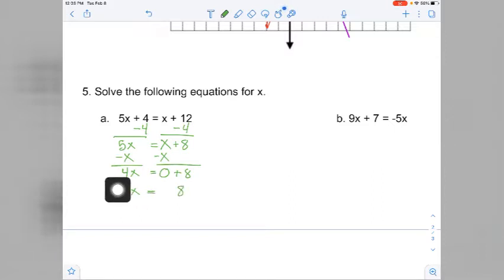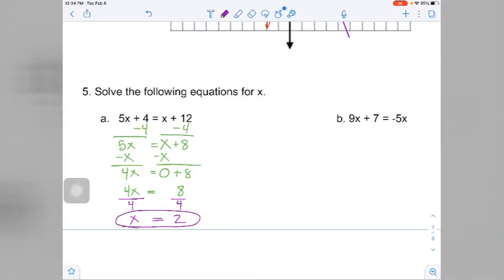And then this 4x here is 4 times x. So if I want to get rid of this 4, I need to divide by 4. So I'm going to divide by 4 and divide by 4. I know 4 x's divided into 4 parts makes 1x, and 8 ones divided into 4 parts means 2 ones. So I should have x equals 2 here.